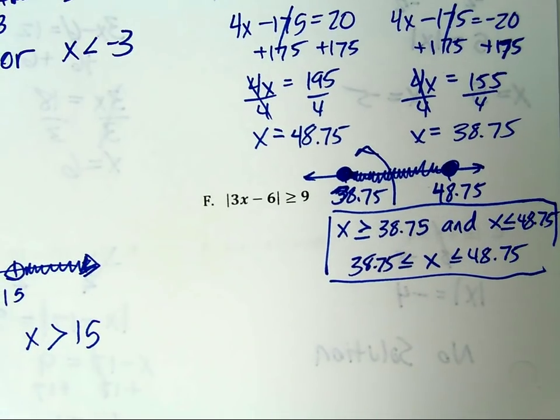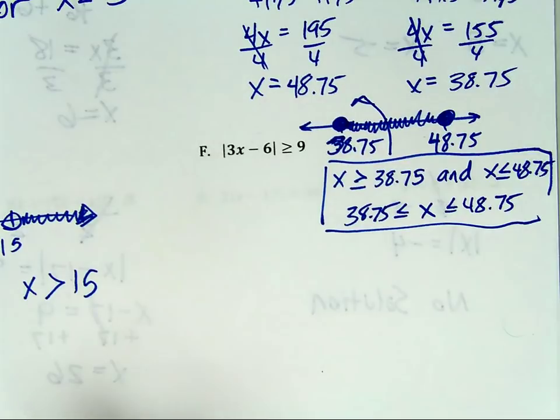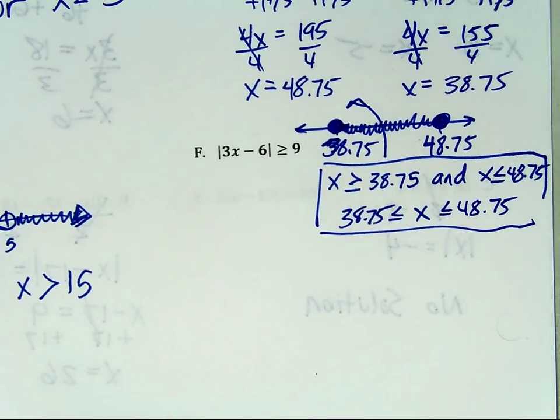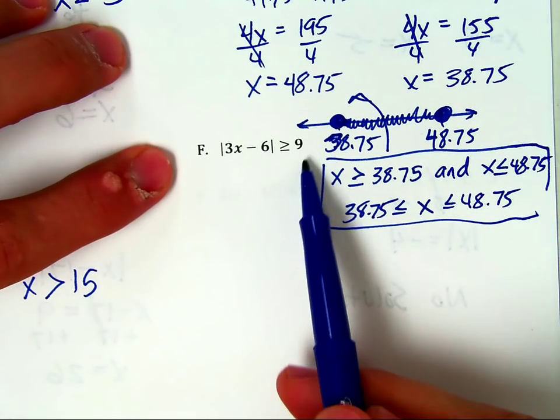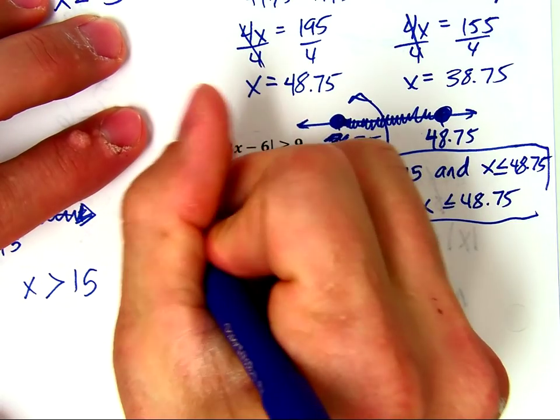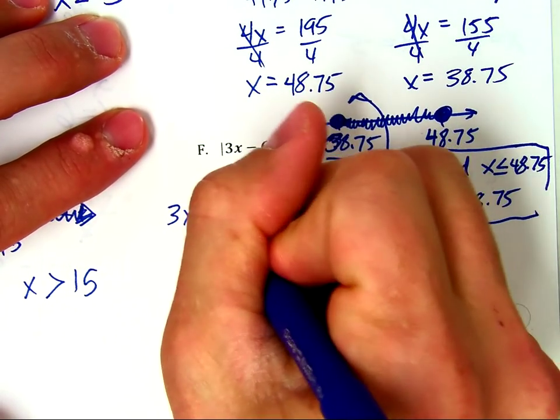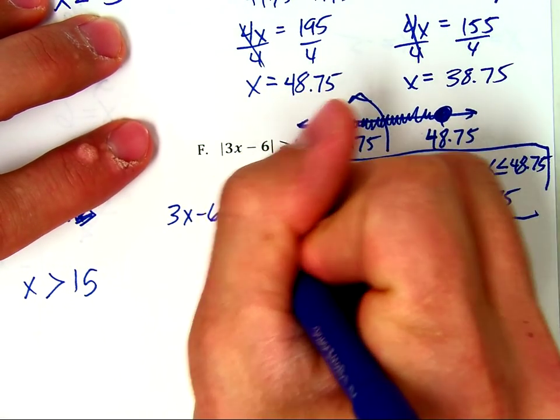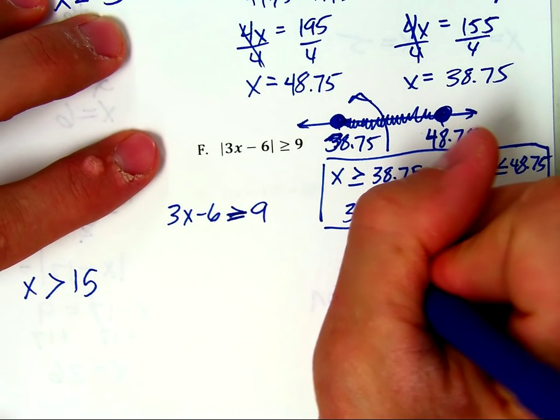All right, guys, we got one more. Then you're going to get on MathXL and Pearson Realize, and then try some of these on your own. So with this, I'm going to treat it just like an equation at first to get my parameters that we talked about before. We're going to say 3x minus 6 is equal to 9, and 3x minus 6 is equal to negative 9.